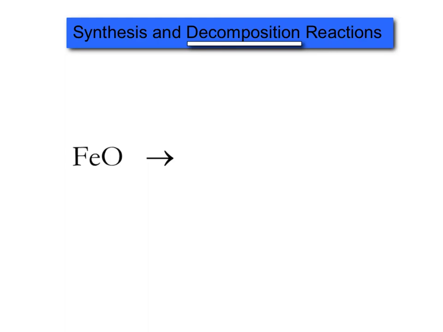Okay, let's try one more example. We have iron 2 oxide here, and that's going to break down into iron plus oxygen. Oxygen's diatomic, so we'll put a 2. And then it's just a matter of balancing. So I'll put a 2 out in front of FeO to balance off the oxygens, and then a 2 in front of Fe to balance off the irons. And that wraps that up.